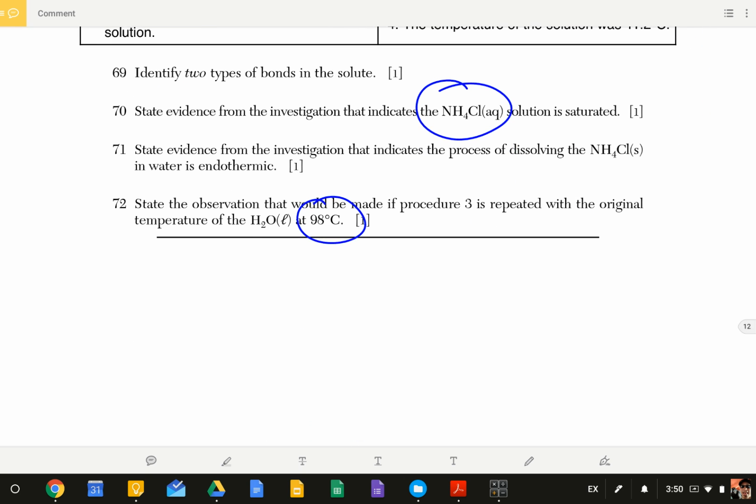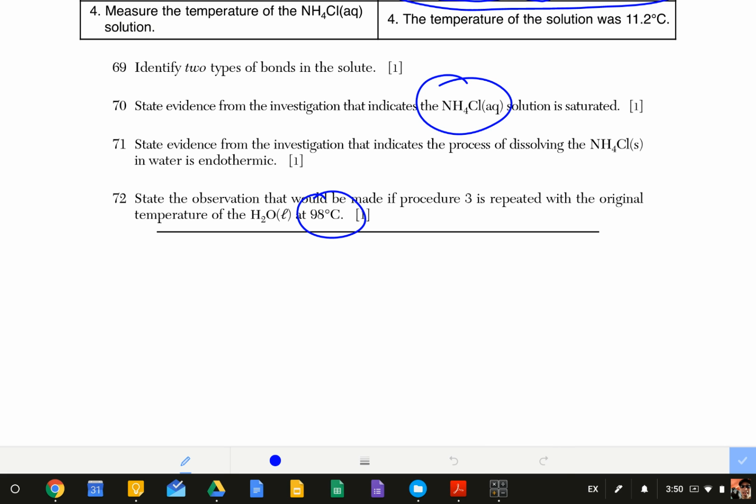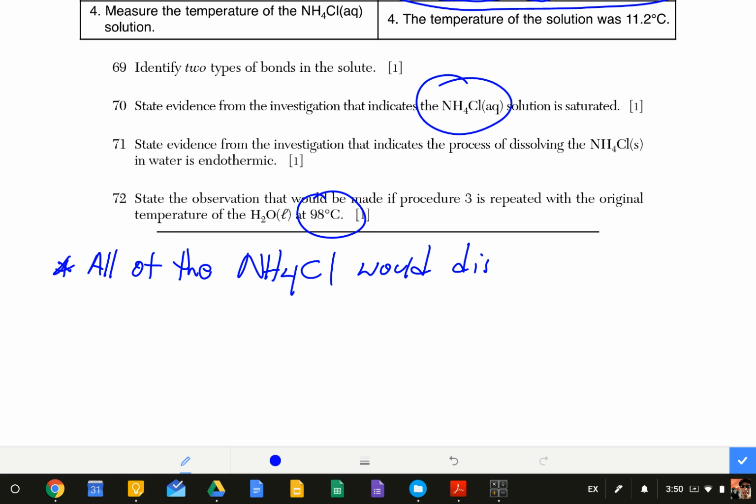So let's see, we can write an observation that would be made if procedure 3 was repeated, but the water was hotter. So let's write: all of the, or more of the ammonium chloride, NH4Cl, would dissolve rather than settle to the bottom of the test tube.